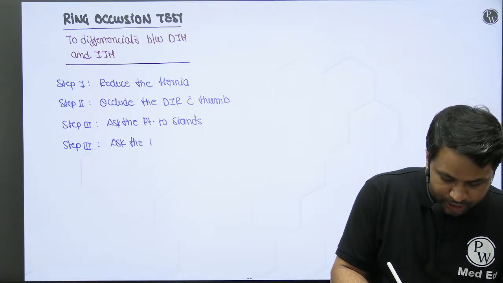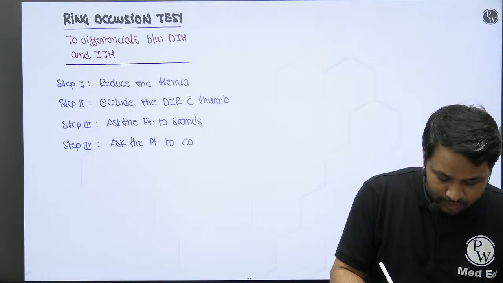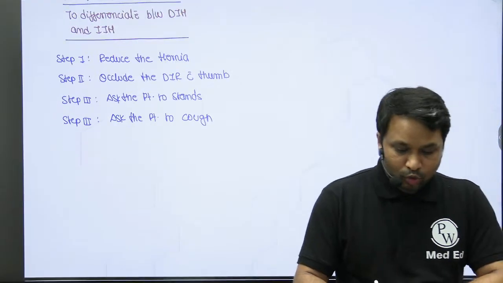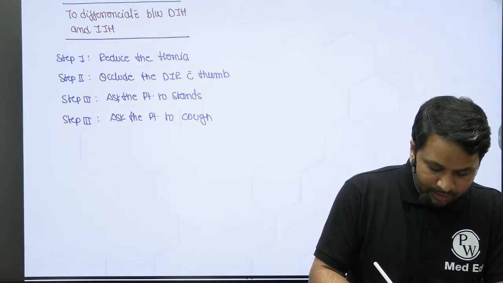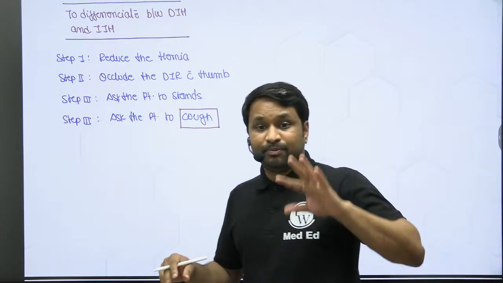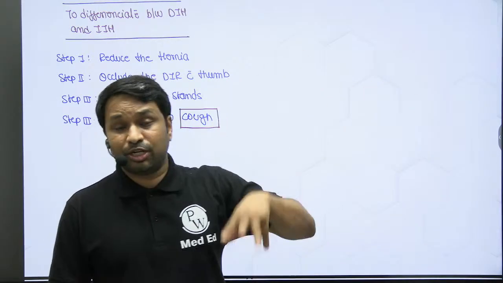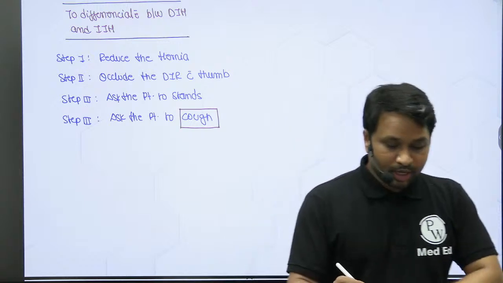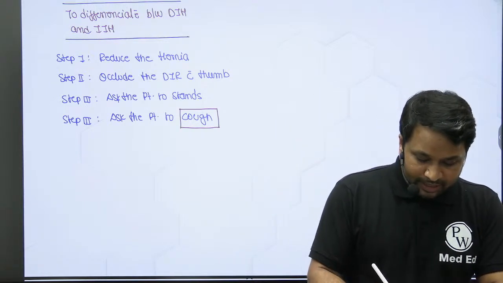Ask the patient to cough. Now, when the patient coughs, I will have 2 representations. Either the swelling will reappear or it will not reappear, right? You need to understand that before doing this maneuver, the patient would actually present with a swelling in the inguinal-scrotal region. So once you ask the patient to cough, I can have 2 results.